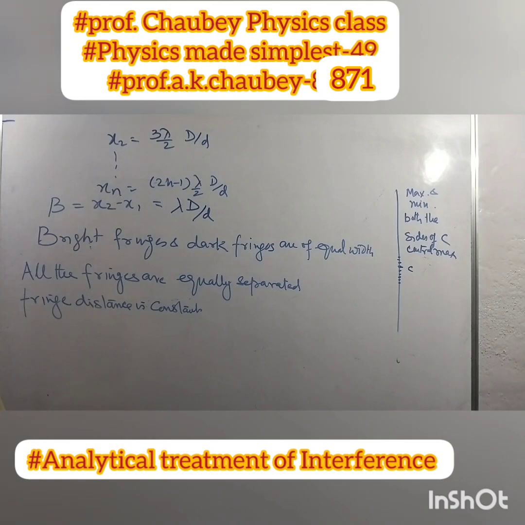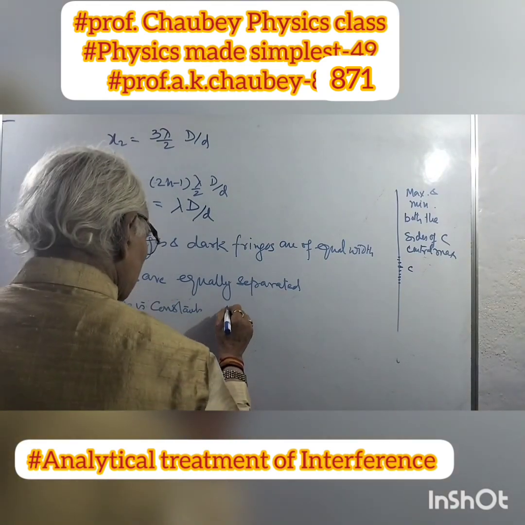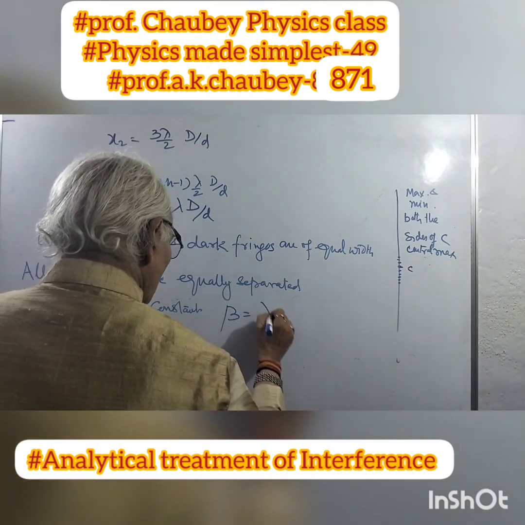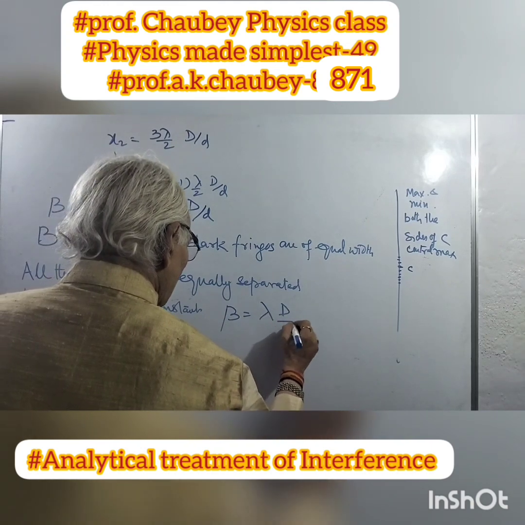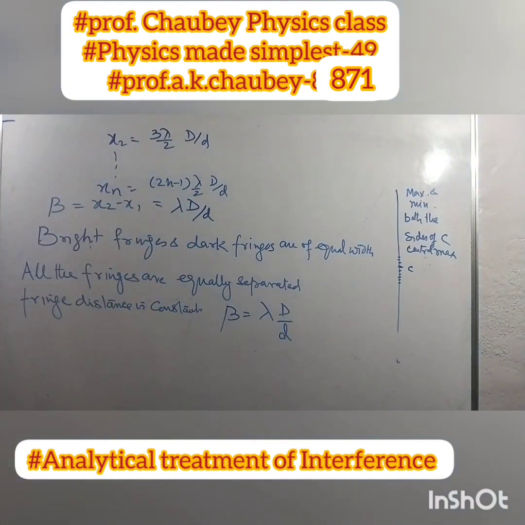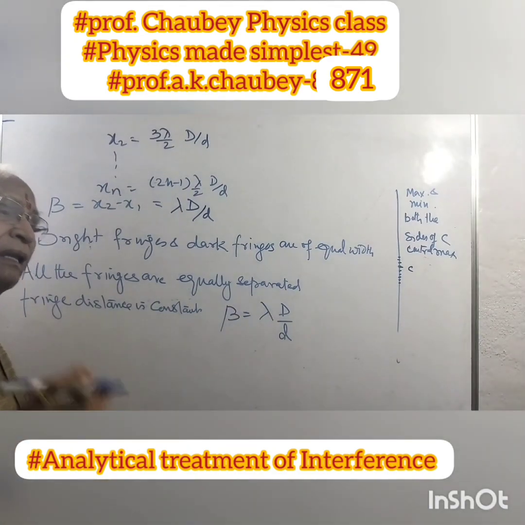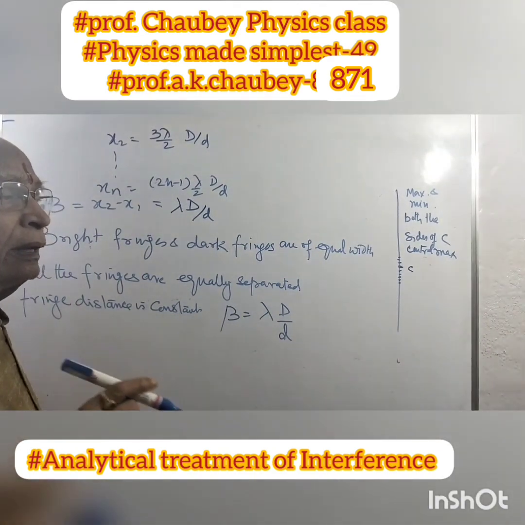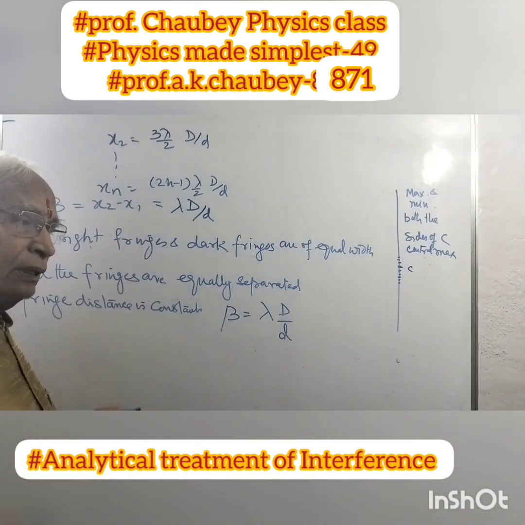Fringe distance is constant. That is, beta is equal to lambda D by d. So we can design an experiment. This is now the analytical method. We get fringe width, lambda D by d. We can design an experiment in a dark room, keeping one sodium source.